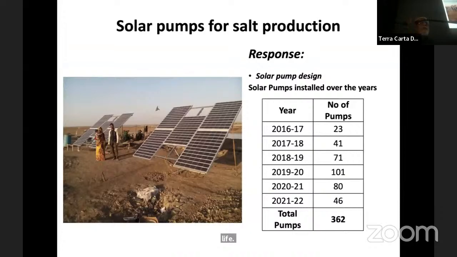Till now, about 5,000 families have benefited out of it. It has stopped all usage of diesel, and it is environmentally friendly. It is economically beneficial for very marginalized sections of the society.